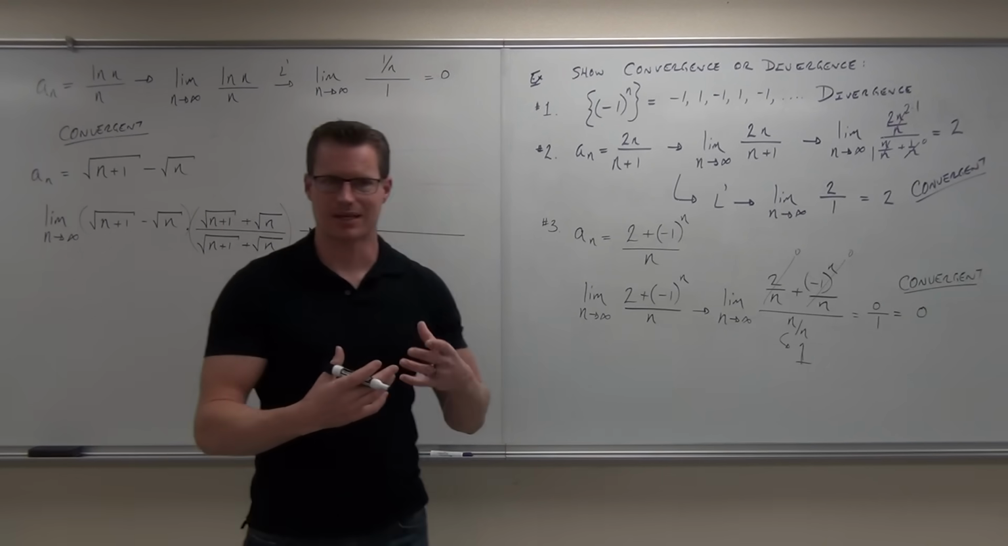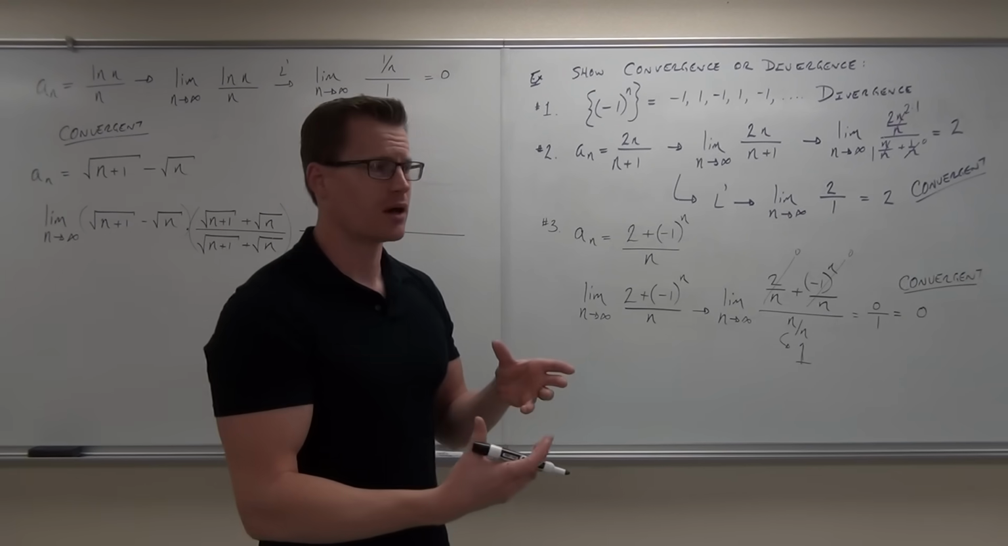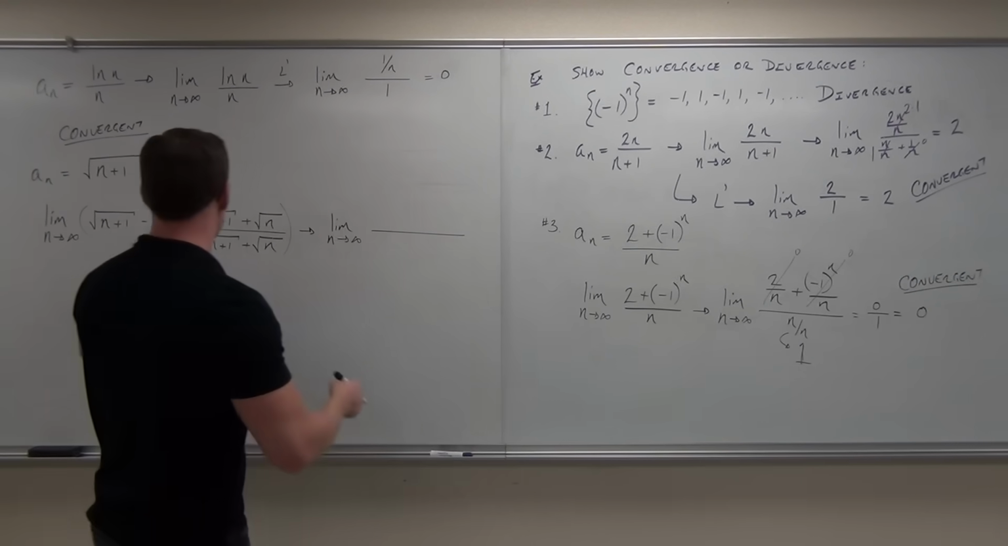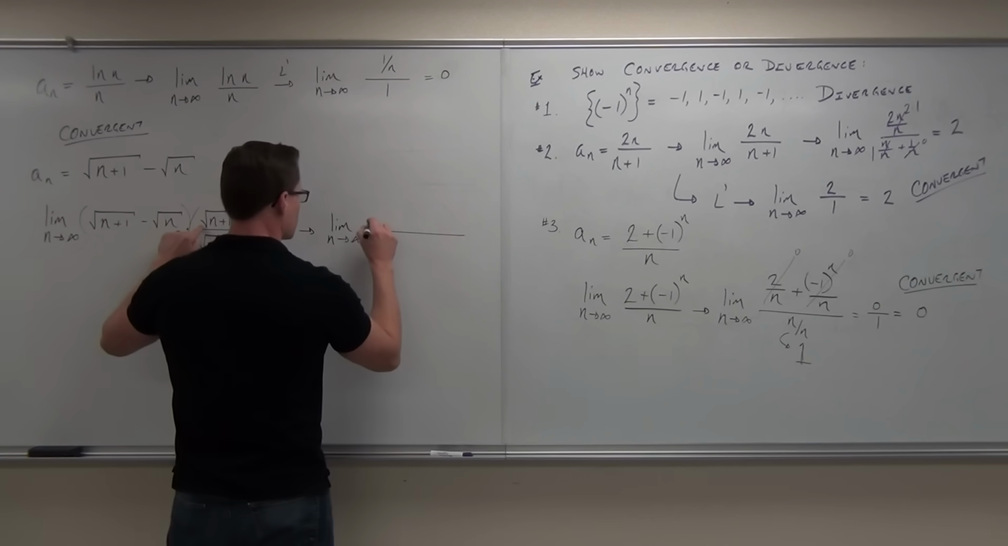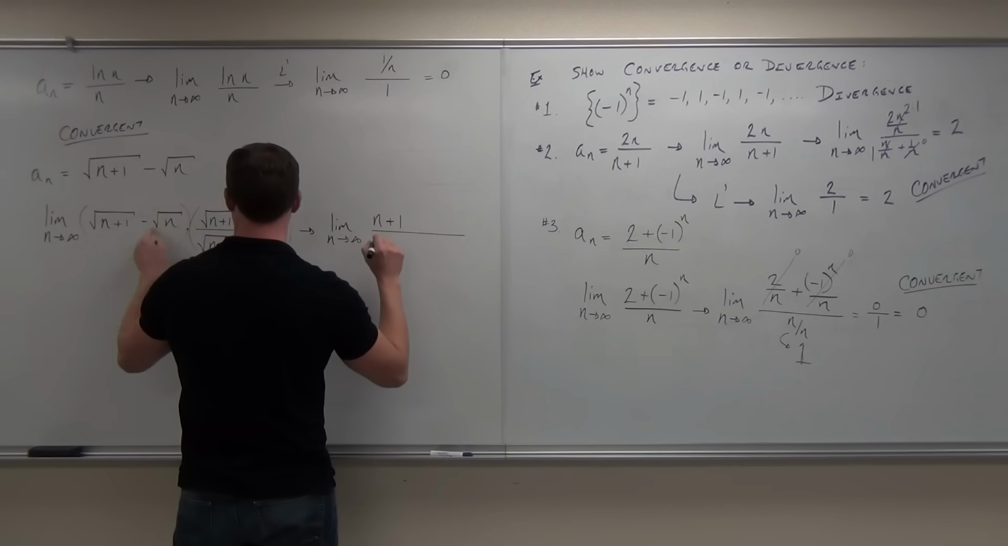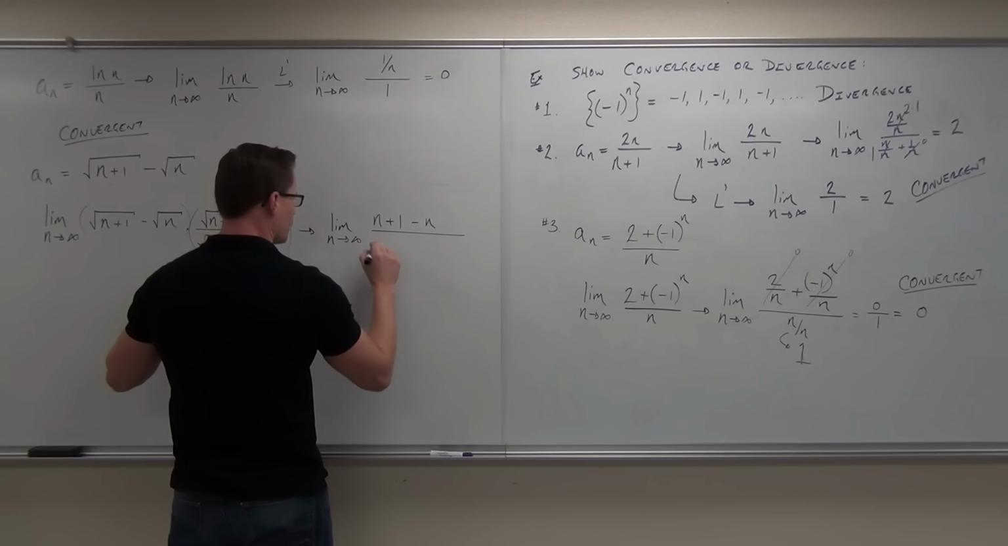So, when we distribute this thing, notice that the reason why we use a conjugate is because we get this idea of almost a difference of squares out of that. The middle terms are gone, so they simplify. Also, a square root times a square root gives you the radicand. So we get n plus 1 minus n over, you just leave the entire denominator.